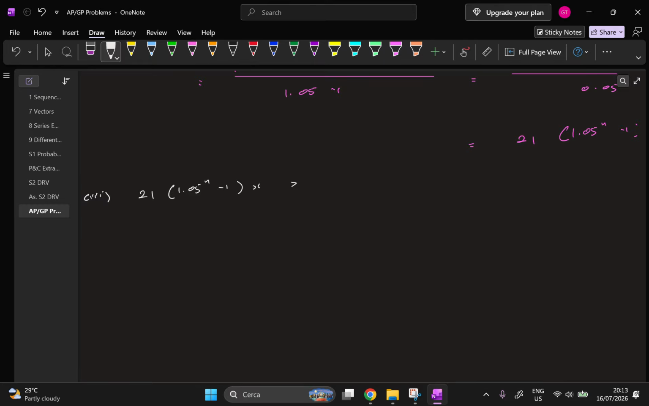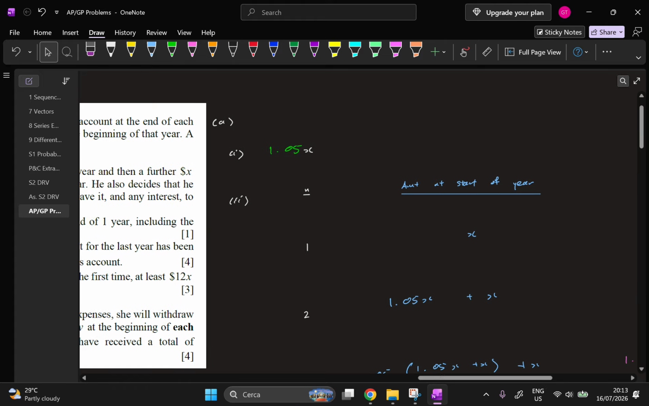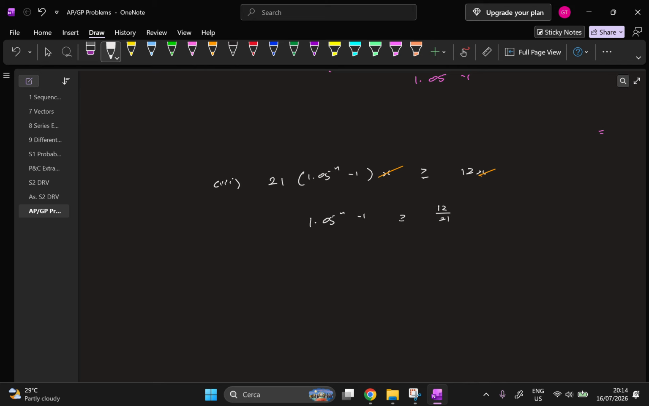Greater than or no, at least 12x, right? The question asks at least 12x, so it's greater than or equals to 12x. This thing can cancel. 12 over 21 is just 4 over 7, so this will be 4 over 7 plus 1, which is 11 over 7.